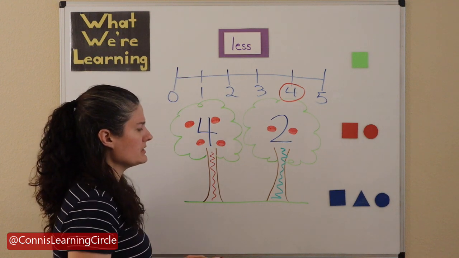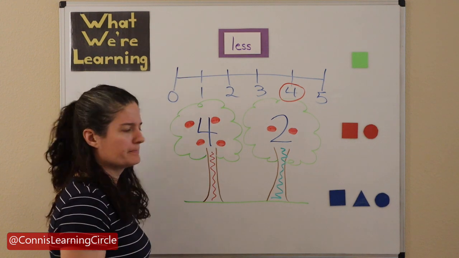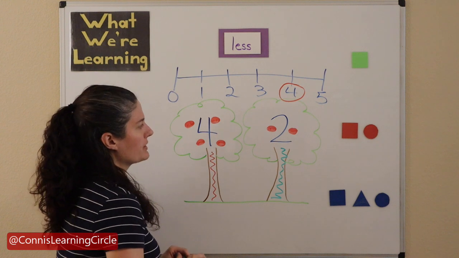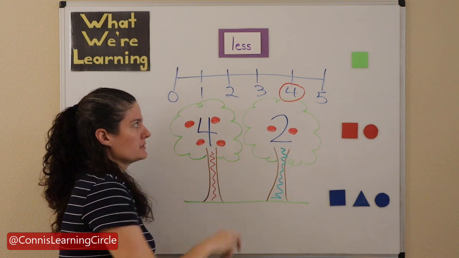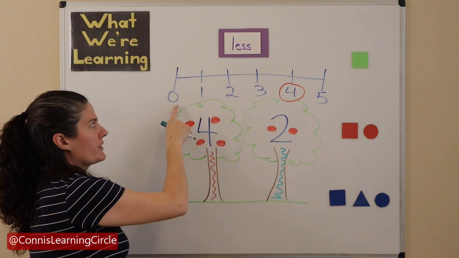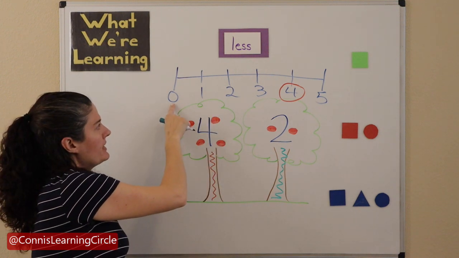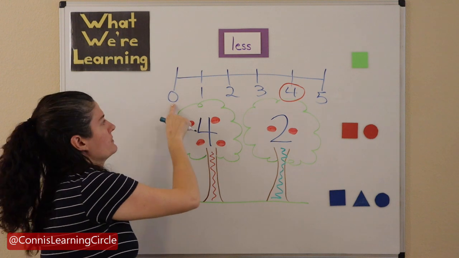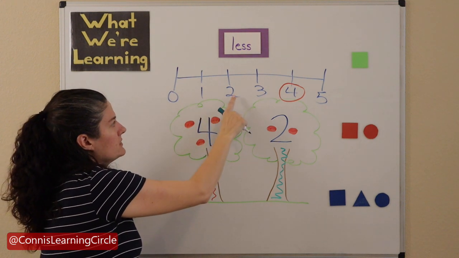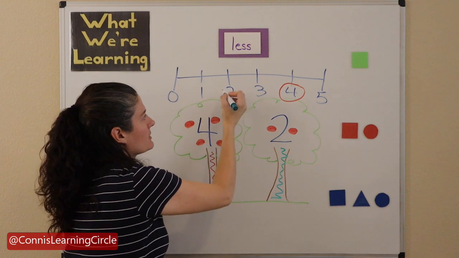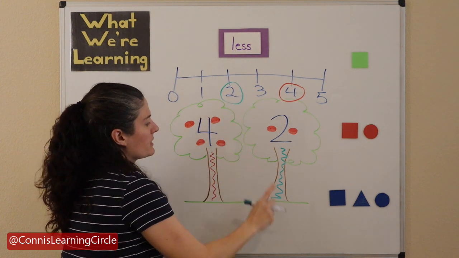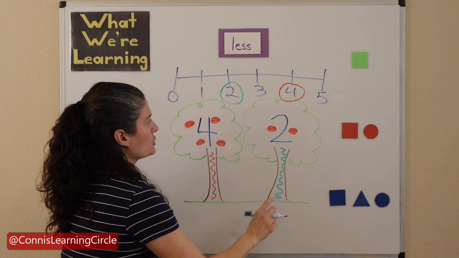Now let's get ready to talk about our green tree. Our green tree, we said it has how many apples? 2 apples. So we start over here at our 0 on our number line, and let's count up to our number 2. 1, 2. There's our number 2. Now we're going to circle it with our green marker because we're talking about our green tree.